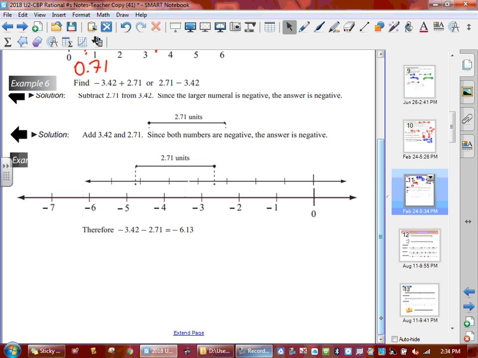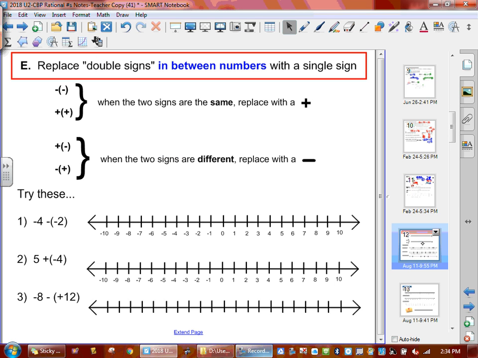All right. This is where we're going to do some together to practice. So, double signs in the middle. If the signs are identical, we replace them with a positive sign. If the signs are different, these are the notes I gave you, the written notes. Okay? So, if they are different in the middle, you separate with a subtract sign.